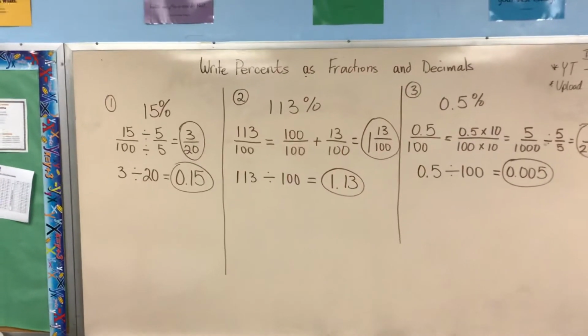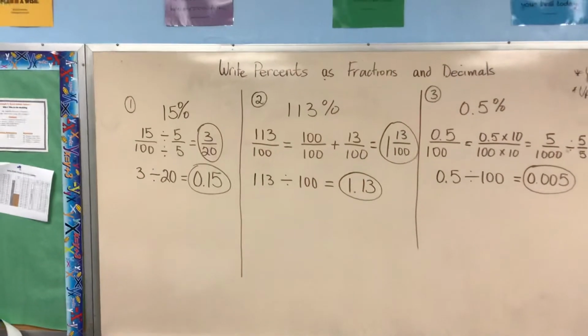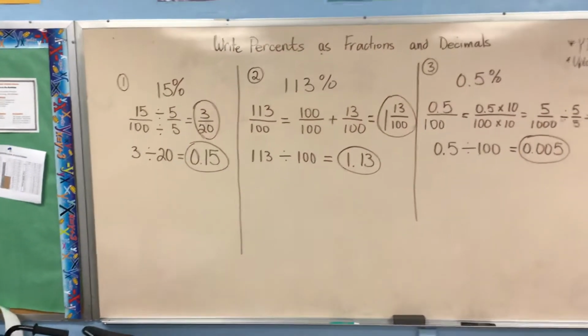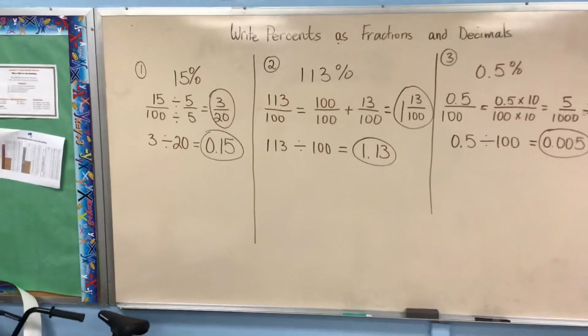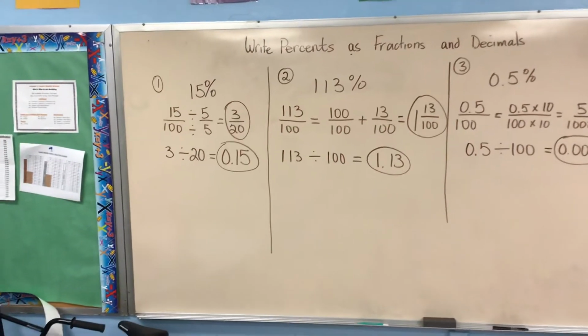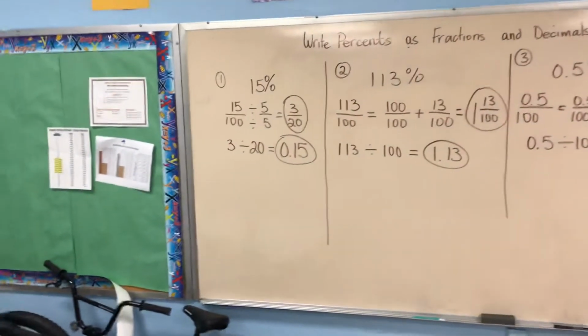Next, I take that 3 over 20 and I divide the numerator by the denominator. 3 divided by 20 is going to give me an answer of 0 and 15 hundredths, or 0.15. And I write that as my decimal.